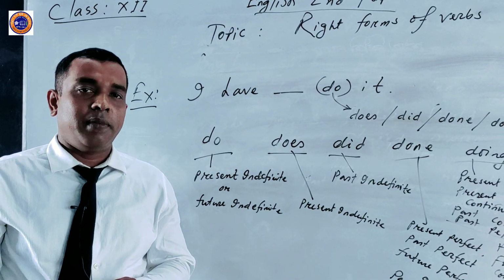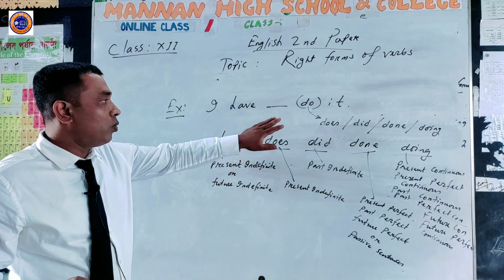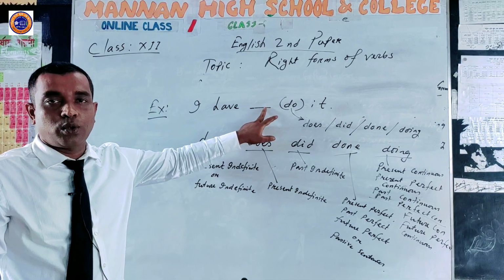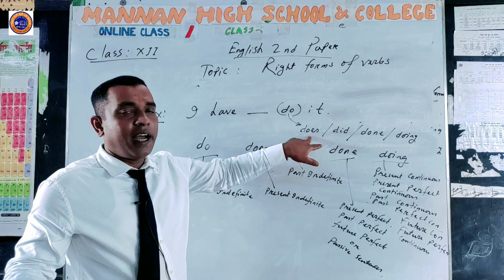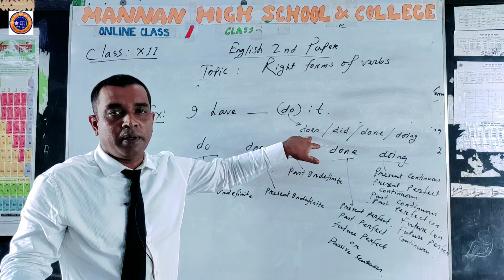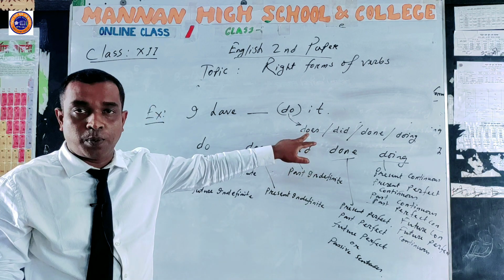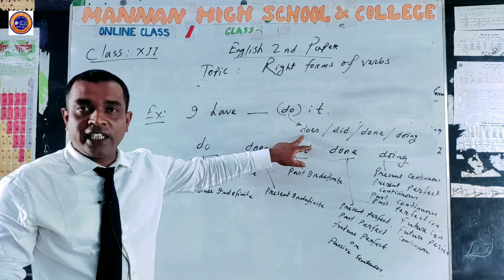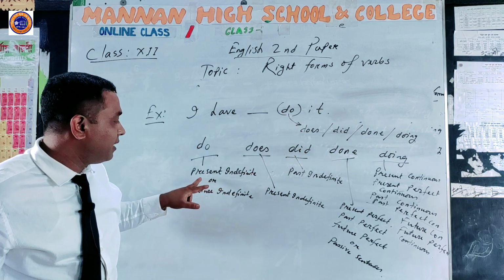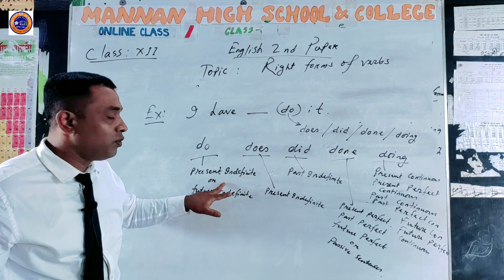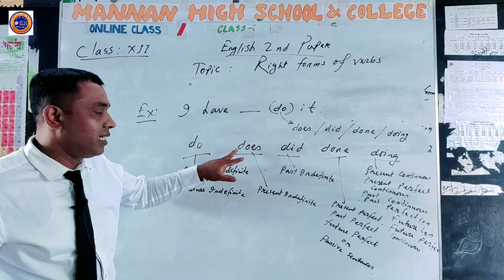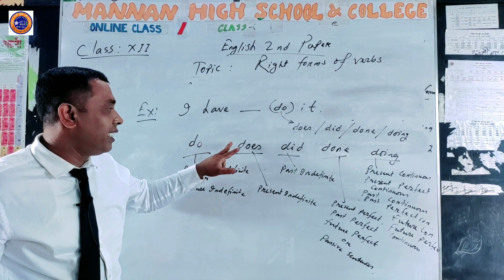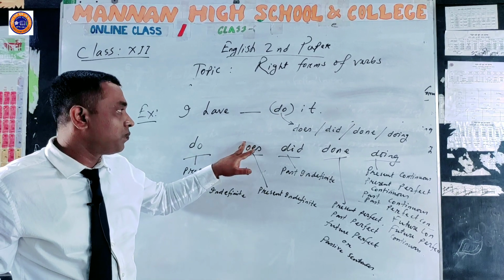So you must have understood this. Whenever you are going to answer this question or fill up this gap, you have to keep in mind that any of these 5 forms may be used. Base form or S or ES form: if the sentence is of present indefinite tense or future indefinite tense, you may use do or does. That means base form or S or ES form.